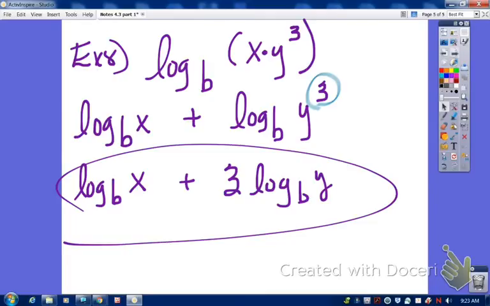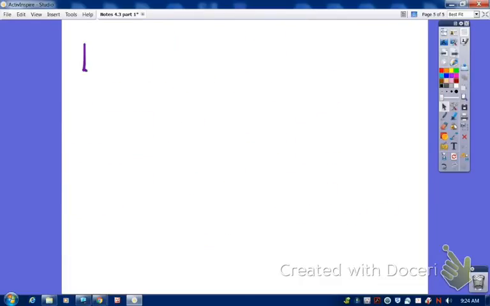And then I taught you the 3 properties. We just got to look at problems that just get harder and harder. Any questions about 8? All right, let's look at example 9.